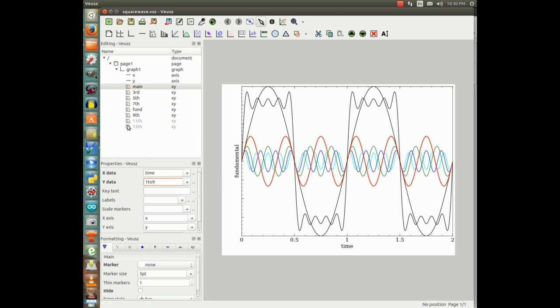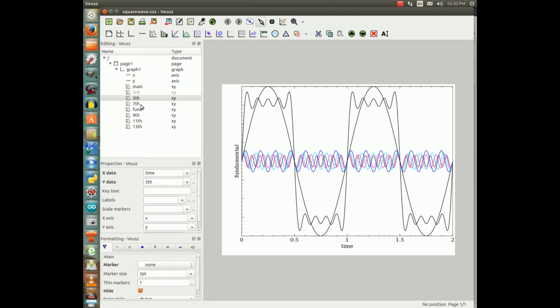Let's go all the way up to the 13th. I'll turn on the 11th and the 13th. And it's gotten really confusing in here. Let's turn off a couple of the others. We're still adding them, but we're going to not look at them. So I'll turn off the 3rd. I'll turn off the 5th. And the 7th. So we can see the others a little bit better.